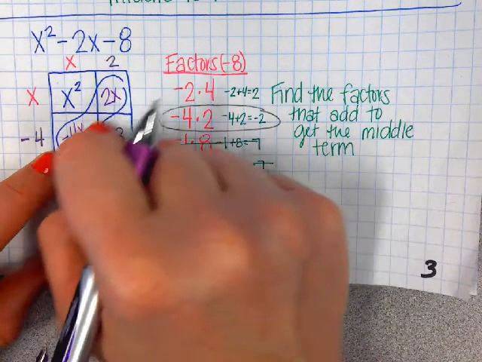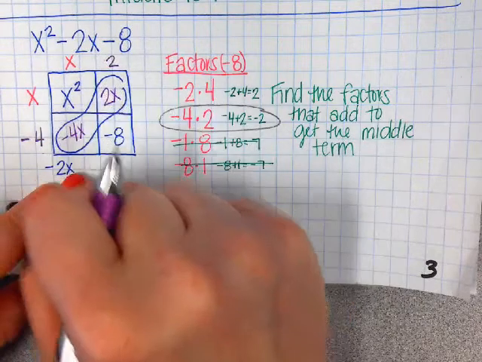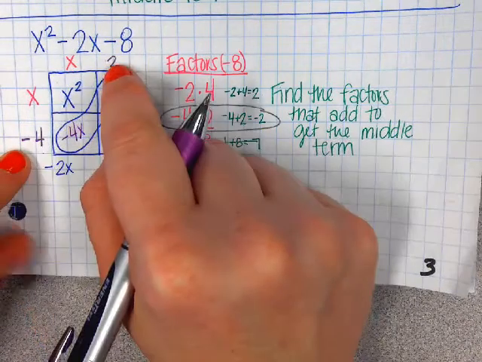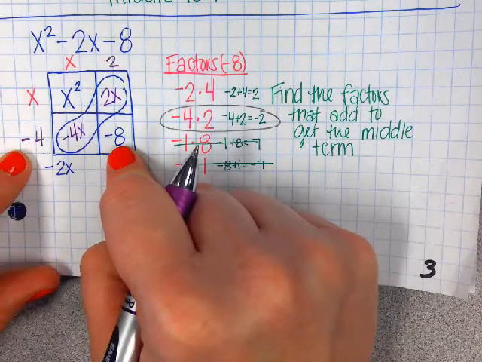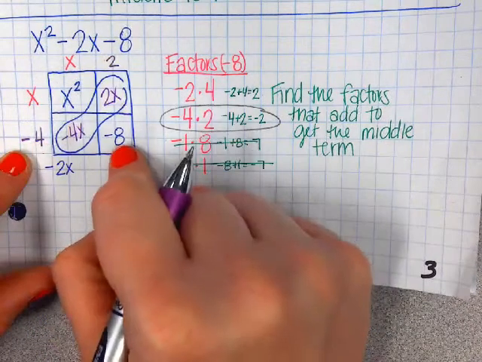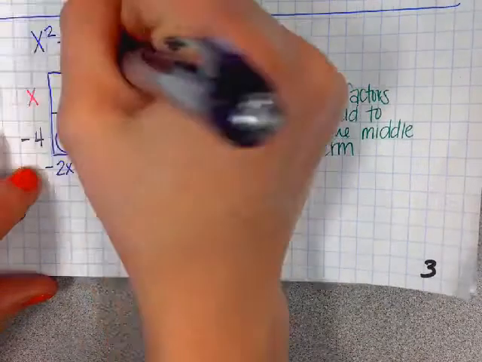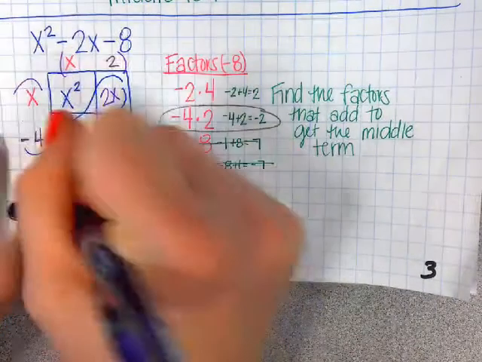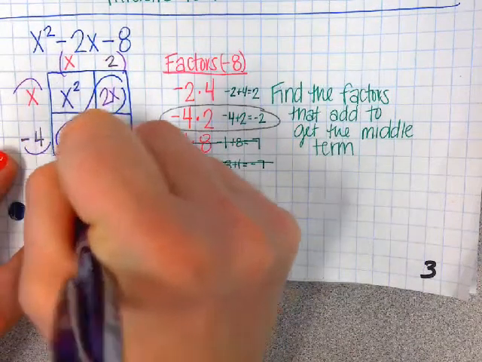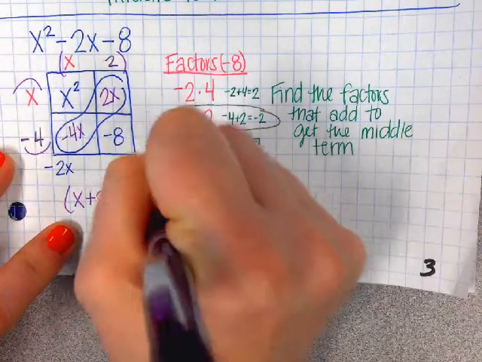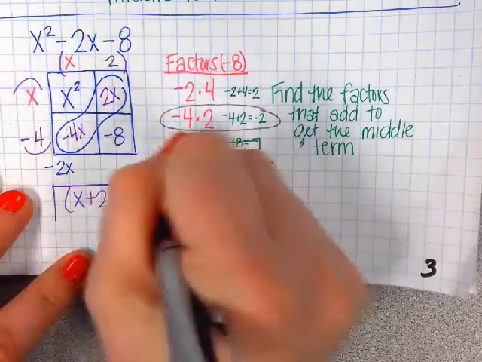Now, with this, you always want to check. Does negative 4 plus 2 give you negative 2? And does negative 4 times positive 2 give you negative 8? A negative times a positive gives you a negative, so it would be a negative 8. So here are your two factors: x plus 2 and x minus 4.